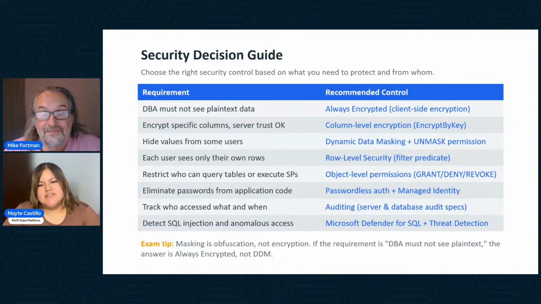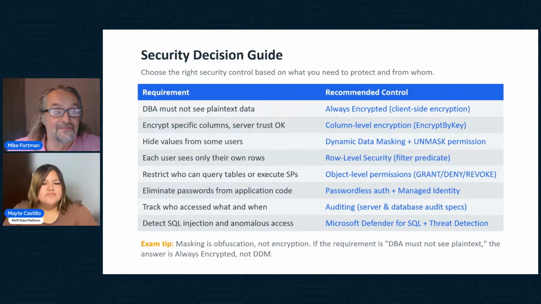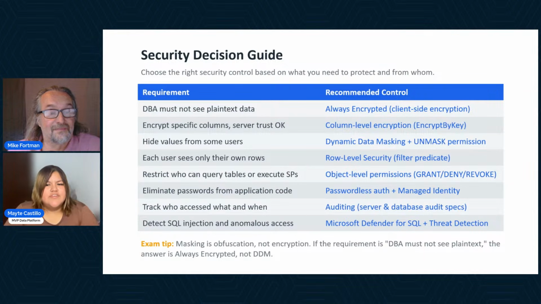We use dynamic data masking, remembering that it only changes how the data is displayed and doesn't encrypt the underlying value. When each user should only be able to query their own rows, we apply row-level security. If the requirement is to control who can query tables or execute stored procedures, we use object-level permissions through GRANT, DENY, and REVOKE.